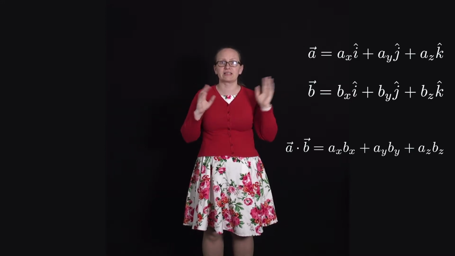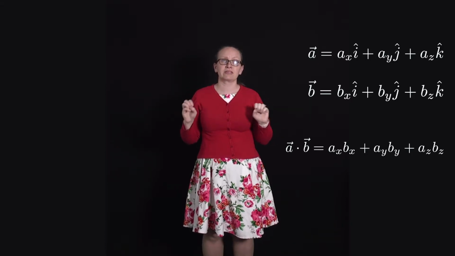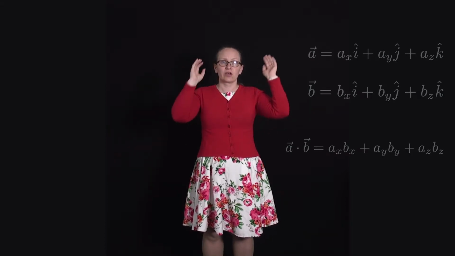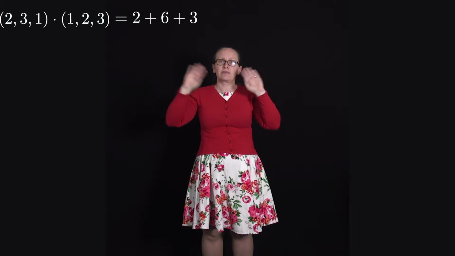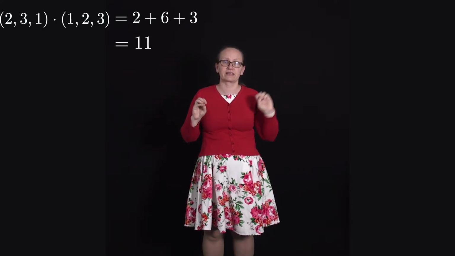First of all, we'll represent our vectors with a bracket notation. Say we want to take the dot product between the vectors (2, 3, 1) and (1, 2, 3). In this case, this dot product is equal to 2 times 1 plus 3 times 2 plus 1 times 3, so 2 plus 6 plus 3. When we sum all those, we get 11. So 11 is the answer to this dot product.